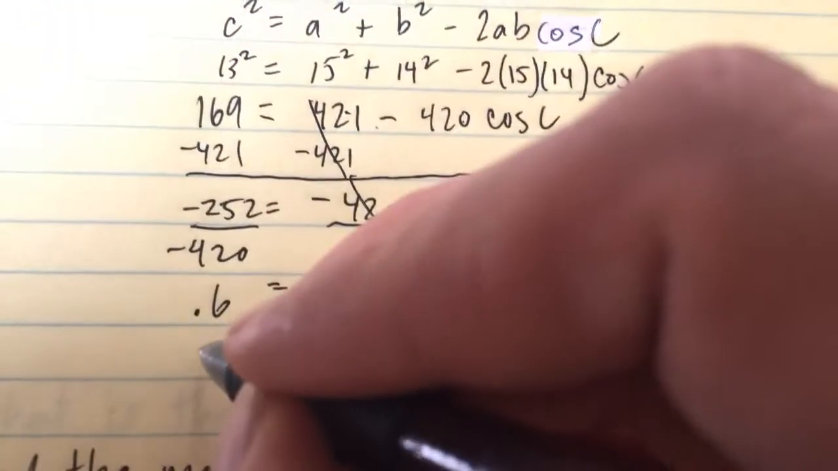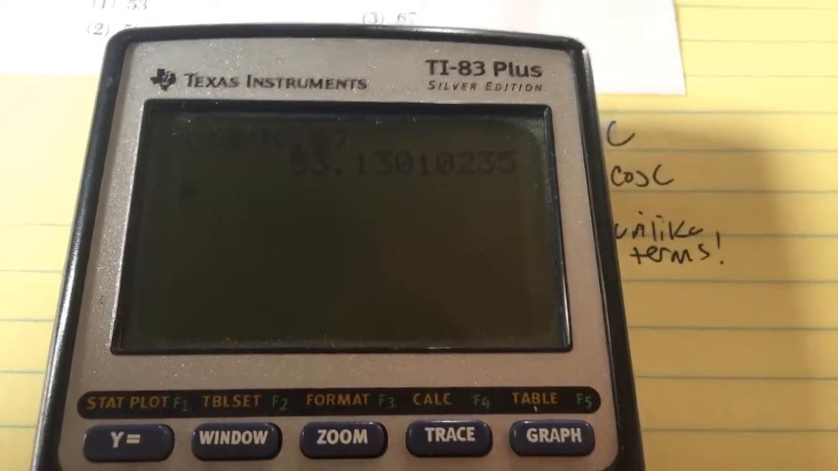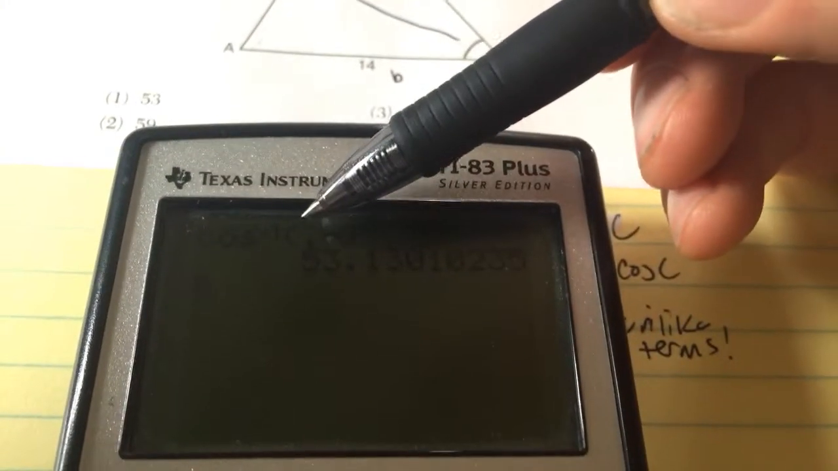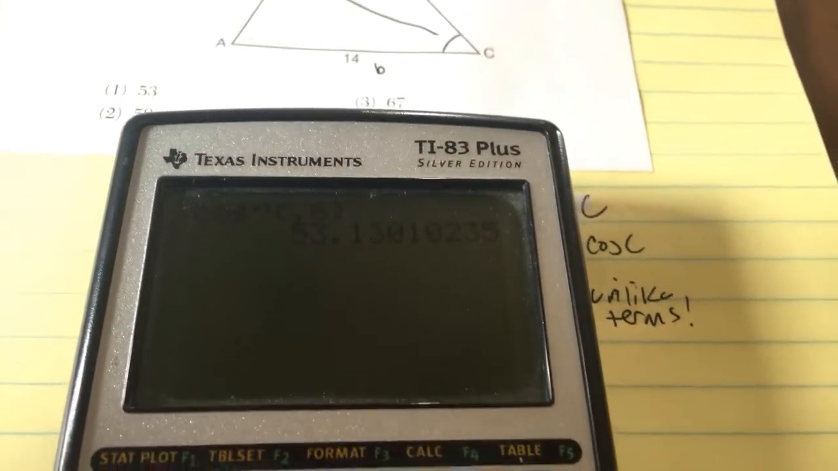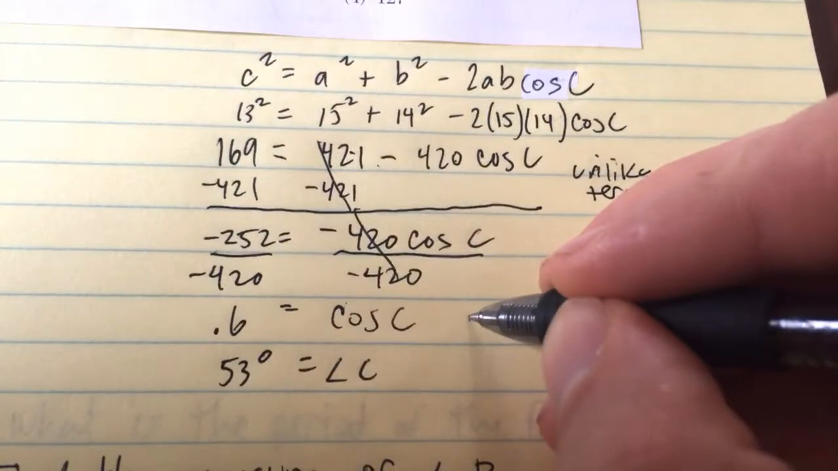So what I need to do is put it in my calculator as, second cosine 0.6. When we round, angle C is about 53 degrees.